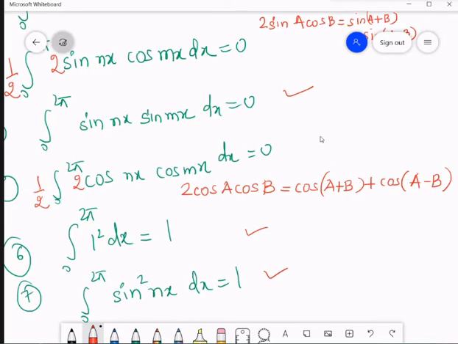Ma'am, is sin nx and cos nx a different case? Or can we just assume n is equal to n? Hello?